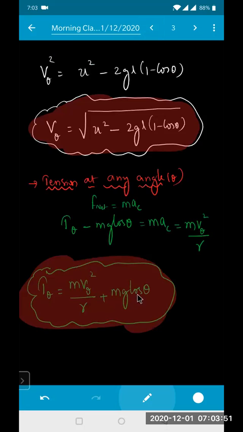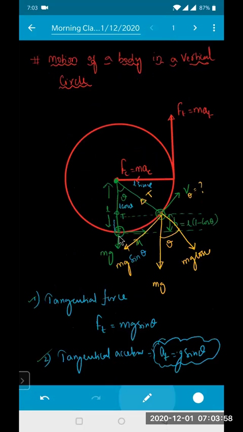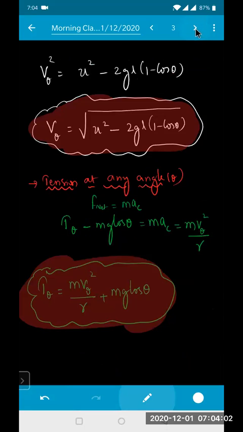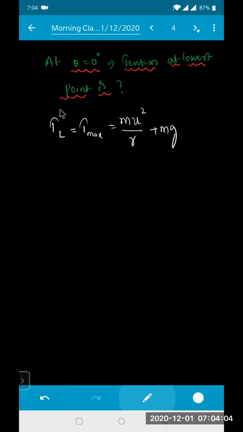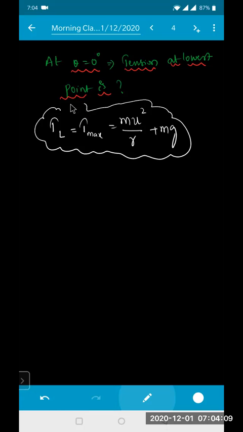Look here, the theta value is 0, cos 0 is 1. The velocity at the lowest position in the given problem is u. That is the reason I'm taking that as u. So this is the velocity at the lowest position. So the tension is m into u square divided by r plus m into g. Is it clear? Yes, sir.